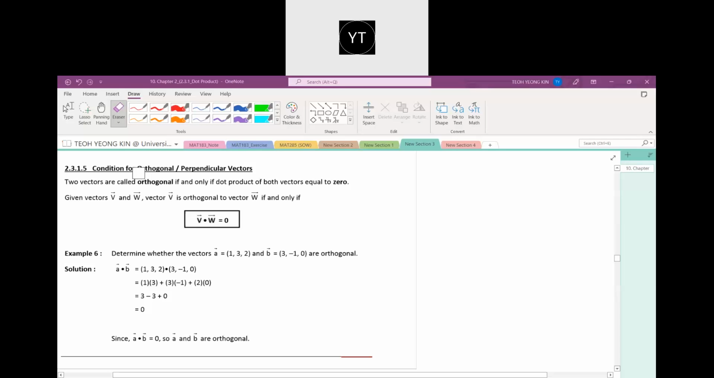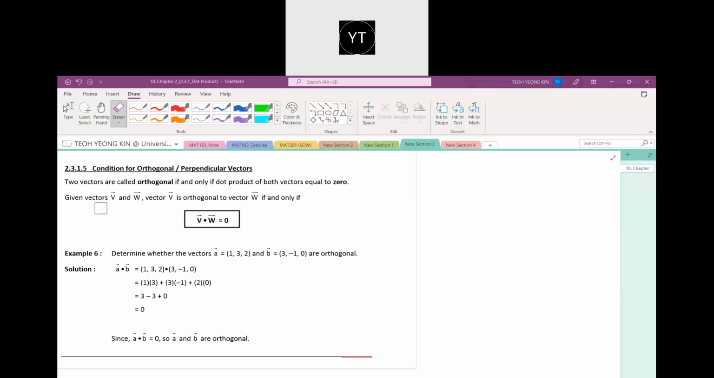So in this video, we'll look at the condition for orthogonal or perpendicular vectors. Two vectors are called orthogonal if and only if the dot product of both vectors is equal to 0. In order to determine whether two vectors are orthogonal or not, first we try to find the dot product. If the output of the dot product is 0, it means that they are orthogonal or perpendicular.